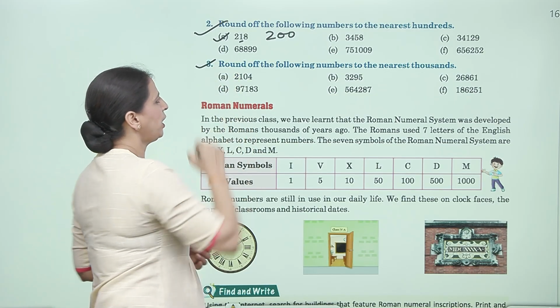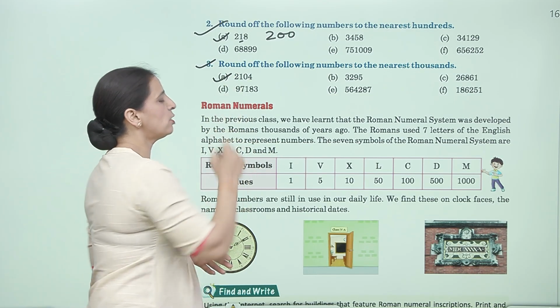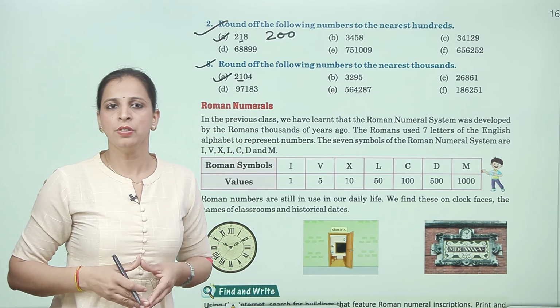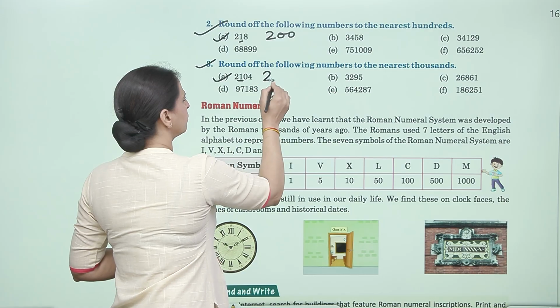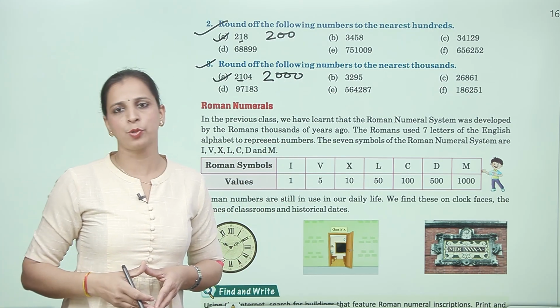नाउ नेक्स्ट क्वेश्चन नंबर 3. राउंड ऑफ द फॉलोइंग नंबर्स टू द नियरेस्ट थाउजेंड्स. ए पार्ट 2104. नाउ एट हंड्रेड्थ प्लेस इट इज 1 विच इज लेस देन 5, सो इट बिकम्स 2000. तो बच्चों सेम मेथड को यूज करते हुए बाकी के पार्ट्स आप खुद ट्राई करेंगे.